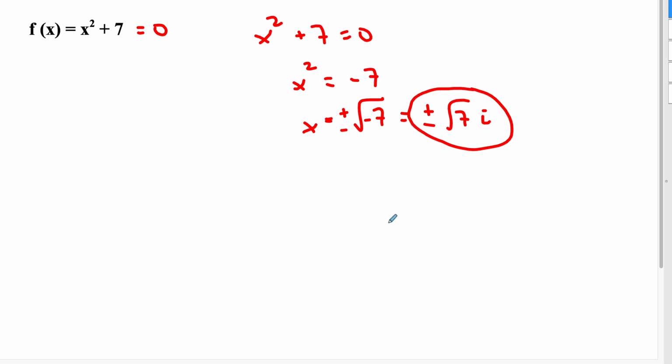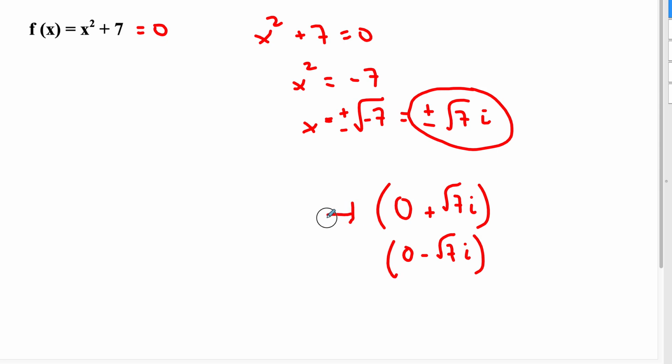Now, I should probably point out that when we have complex roots, they occur in pairs, and they occur as conjugates. That is, this is 0 plus root 7i. That's one of the roots. And 0 minus root 7i. So what this means is these are conjugates of each other.